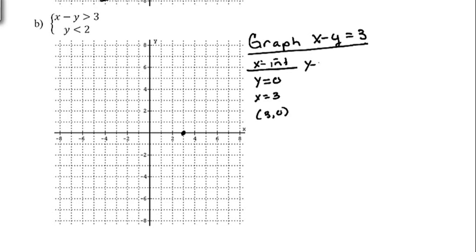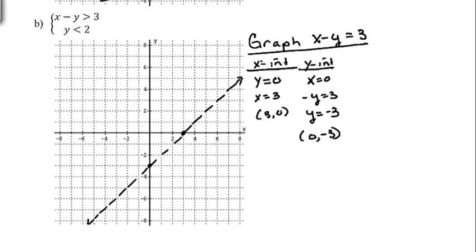And then we'll do our y-intercept. That means x is equal to 0. If x is equal to 0, we get negative y is equal to 3, which means that y has to be equal to negative 3. So that's the point (0, -3). It's right there. We're graphing it as a dashed line because there's no equal sign. Oops, that's (0, -3).